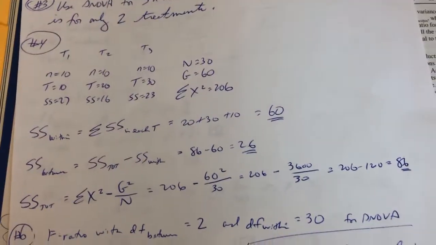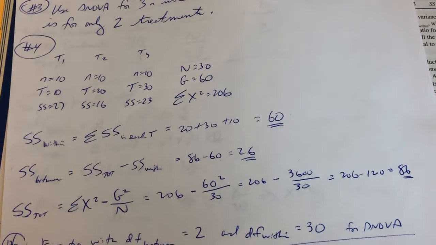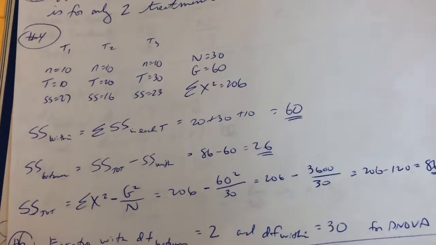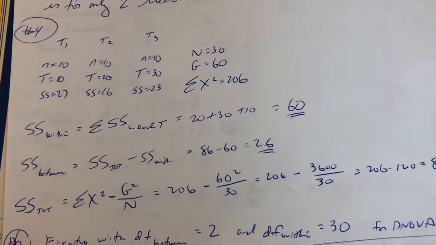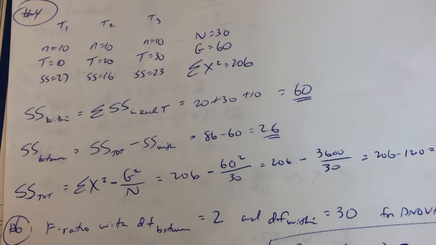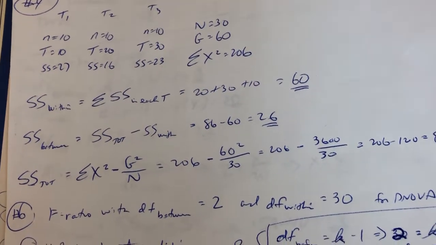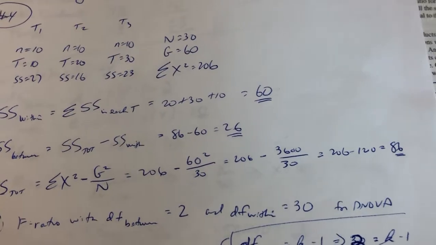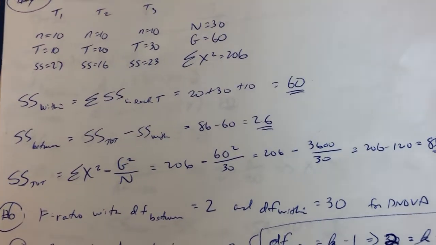Right there. And you'll notice that it's asking us to calculate the sum of squares within, which is 60, the sum of squares between, which ends up being 26, and the sum of squares total. I actually calculated the sum of squares total second, so I came up with 86, and that's how I was able to do sum of squares between.